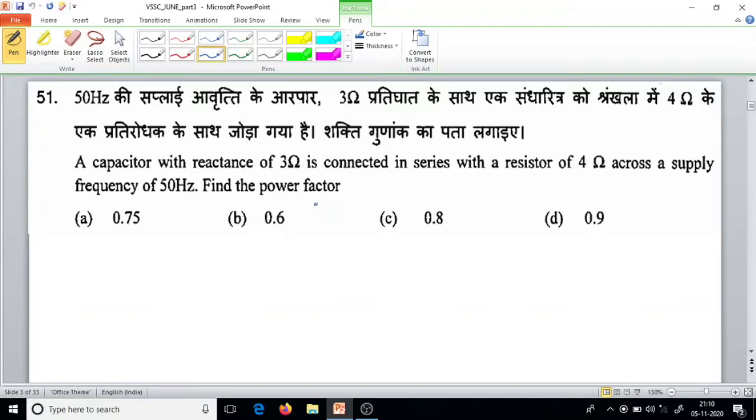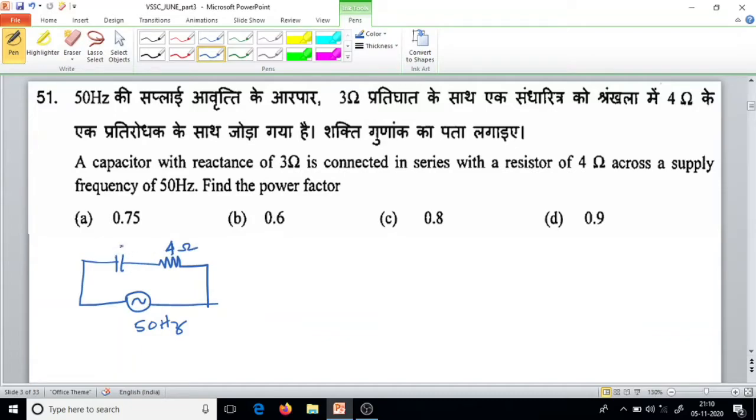A capacitor with reactance of 3 ohm is connected in series with a resistor of 4 ohm across a supply frequency of 50 Hz. Find the power factor. So the circuit is like this. There is a capacitor connected to a resistor, and this is supplied from a 50 hertz power supply. What is the resistance value? That is 4 ohms.